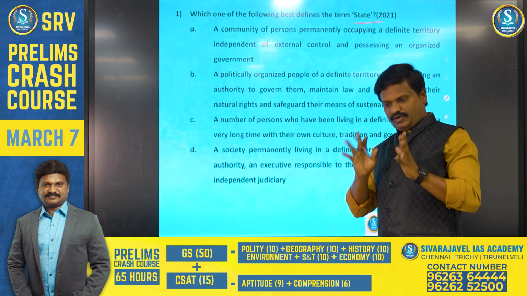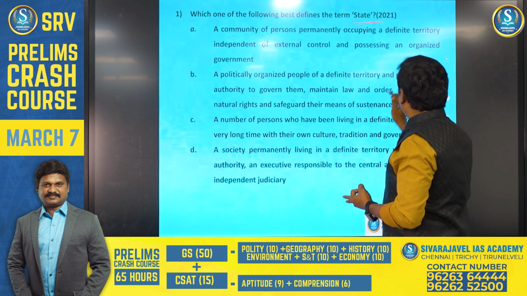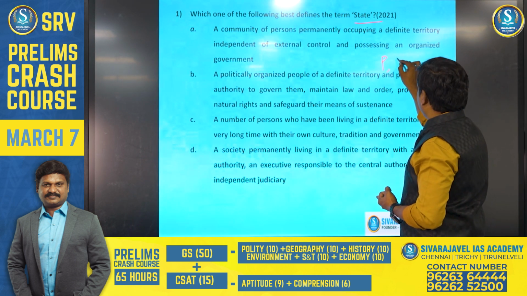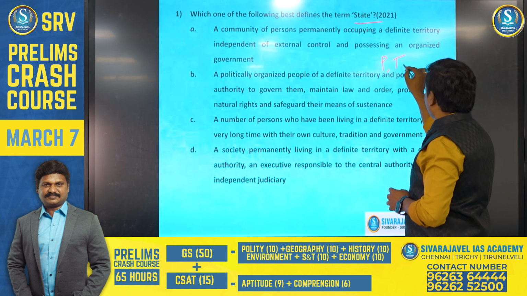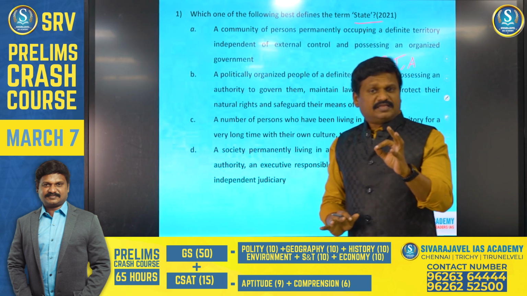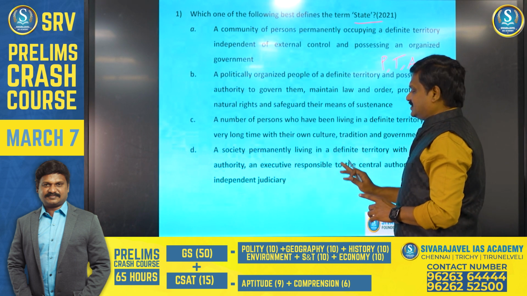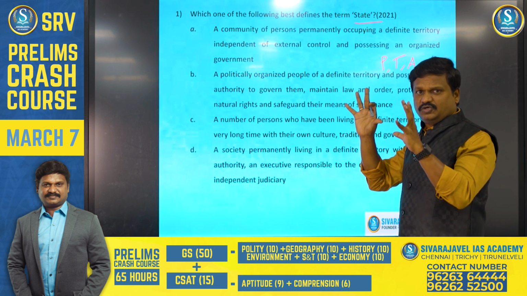State means what? We know the concept of state means 3 things. Number 1, it should have population. Number 2, it should have a territory. State is a territorial unit. And thirdly, there should be administration, that is government. If these 3 things are present, then it should be called a state. So, in these choices, you see where these 3 things alone will be present to be called a state.